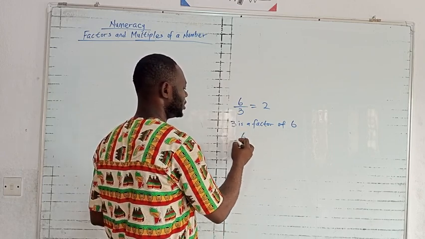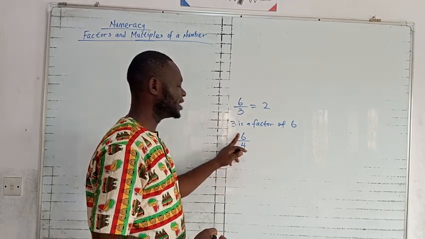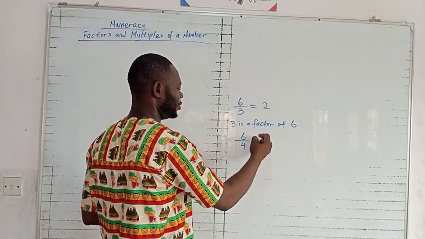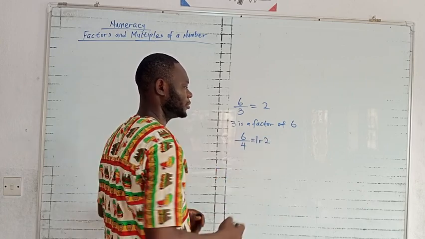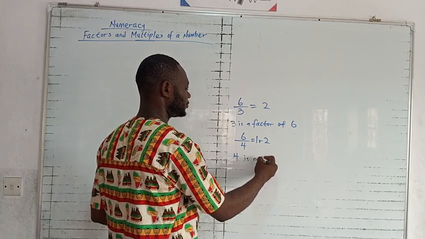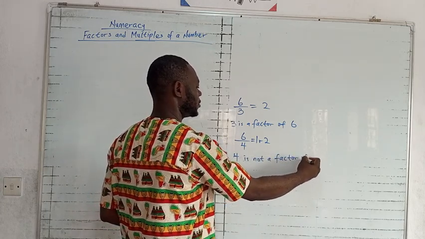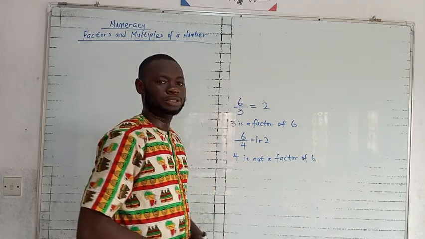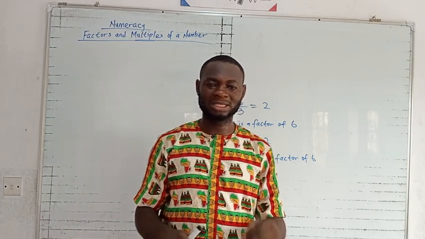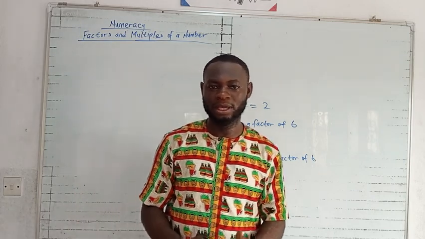Suppose we have a number like this, 6 divided by 4. Can 4 divide 6 without a remainder? No, because 6 divided by 4 will be 1 remainder 2. Therefore, 4 is not a factor of 6. So, factors are numbers that can divide another number without a remainder.